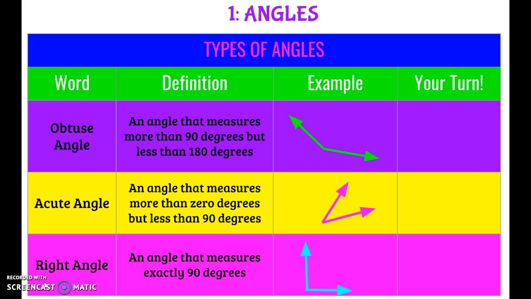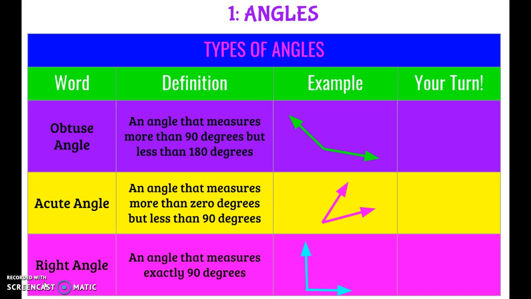A 90-degree angle is a right angle. It's a perfect corner. It's the ends of your paper. It's the corners of our bulletin boards. A right angle represents 90 degrees. An obtuse angle is larger than 90 degrees, but it's less than 180 degrees. 180 degrees is a straight line. So anywhere between 90 and 179 makes an obtuse angle.